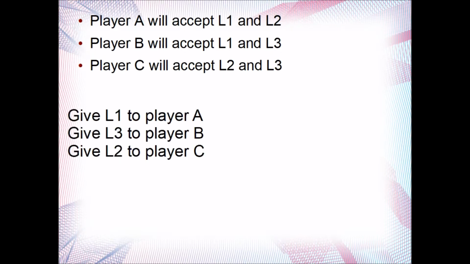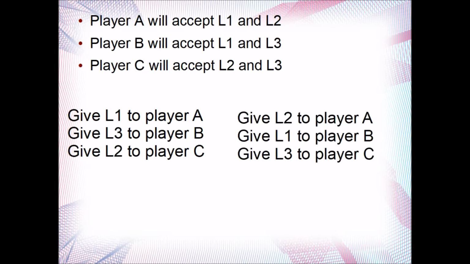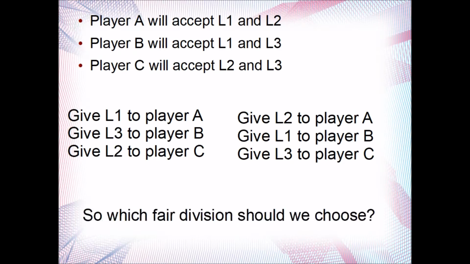So we have a couple different ways to do this. Here's one way. I could give lot 1 to player A, lot 3 to player B, and then lot 2 to player C. But that's not the only way to do it. I could also give lot 2 to player A, lot 1 to player B, and lot 3 to player C. So we actually have two different fair divisions here. That happens quite often, actually. So then we raise the natural question, which fair division should we choose?